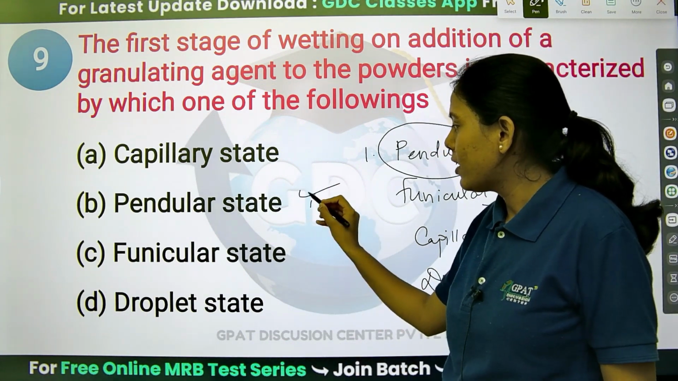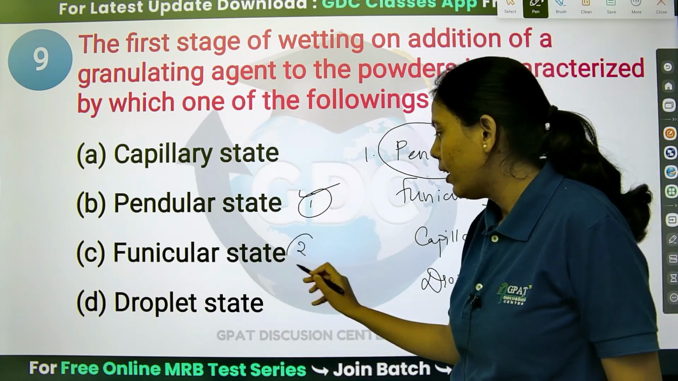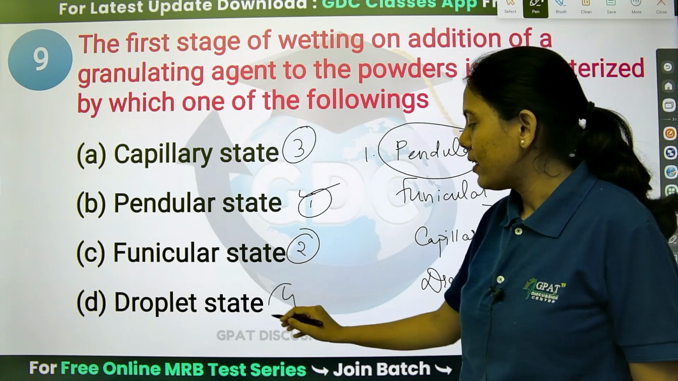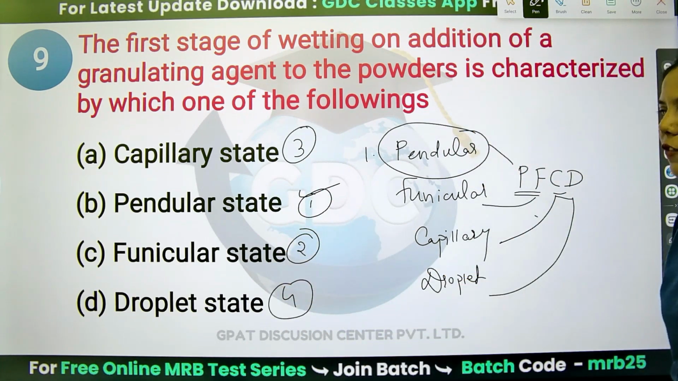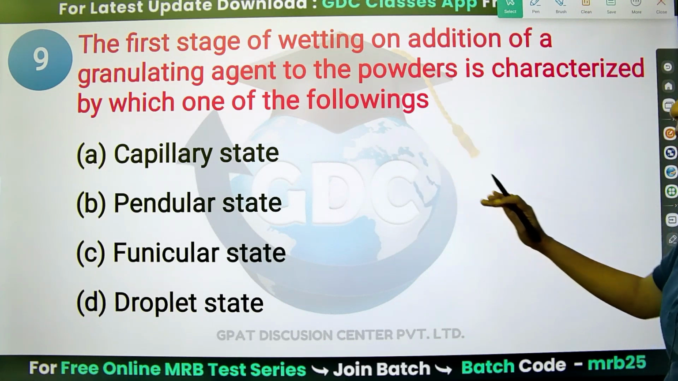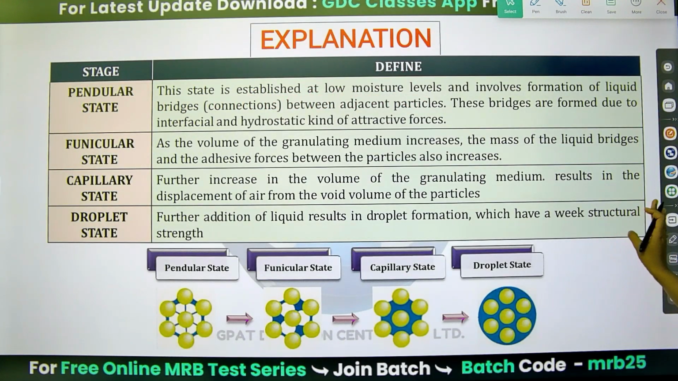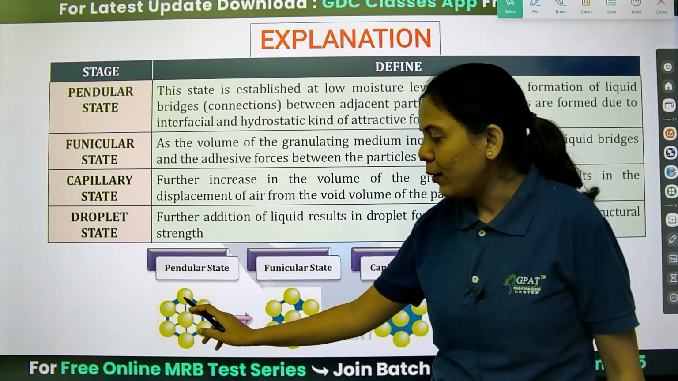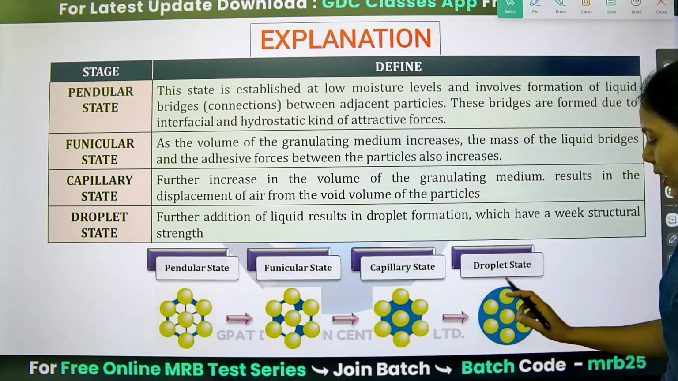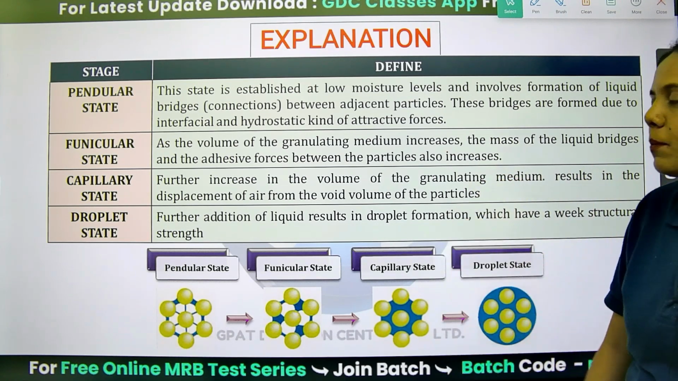So pendular is the first. Then F is the second. Then C, capillary, is the third. And droplet is the fourth. So 1, 2, 3, 4. These are the stages. So first stage is pendular. That is option B, the right answer. So here a little granulating fluid is there between the particles. Here more, here more. And finally one granule will form using 4 or 5 particles.